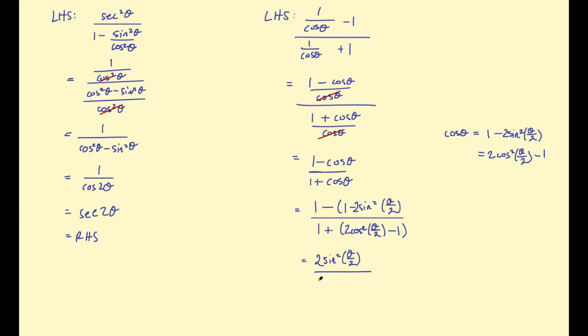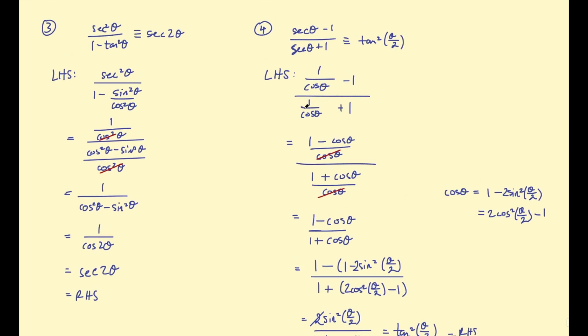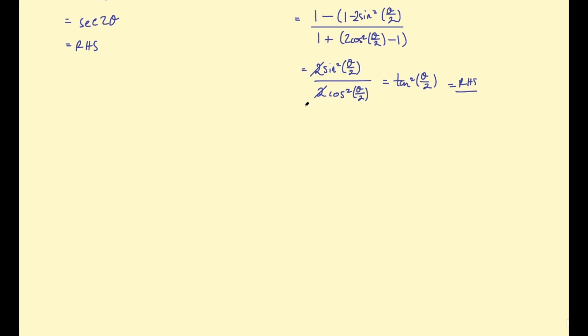And then in the denominator, we have 2 cosine squared theta on 2. The 2's cancel, and we're just left with tan squared theta on 2, which is the right-hand side. So there you go. That was that example. Let's have a look at a few more. We're also going to be using the sum and difference formulas.